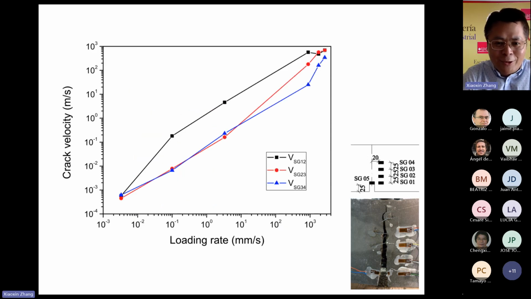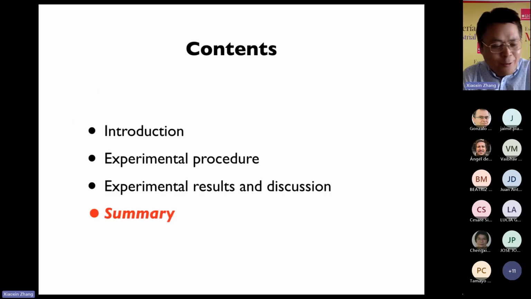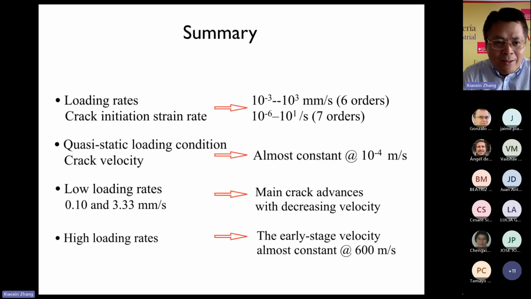This figure shows the crack velocity corresponding to the loading rates across the 6 loading rates. Now I want to go to the summary. First, loading rate and crack initiation strain rate. We have conducted tests from 10 to the minus 3 to 10 to the 3 millimeters per second, which covers 6 orders of magnitude. For the crack initiation strain rate, from 10 to the minus 6 to 10 per second, it covers 7 orders of magnitude.